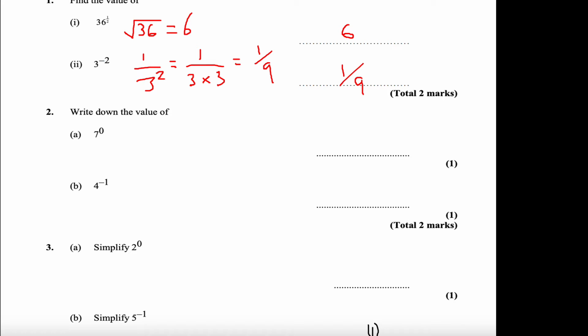For question number 2, write down the value of 7 to the power of 0. Well, anything to the power of 0, guys, is always 1. So anything to the power of 0 is always 1.